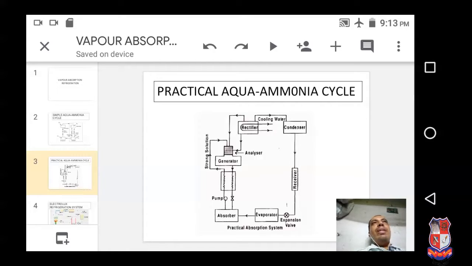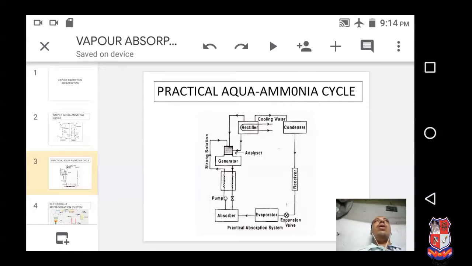When it is condensed there is no problem, but when it passes through the expansion device, we already know its function is to reduce the pressure and temperature. So if its temperature is at or below 0 degrees Celsius, then the water particles will freeze inside the expansion valve. When it freezes, it will choke the flow of the refrigerant, so it will create a very big problem inside the cycle.